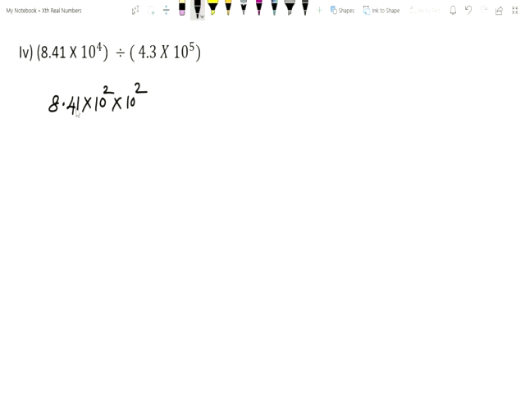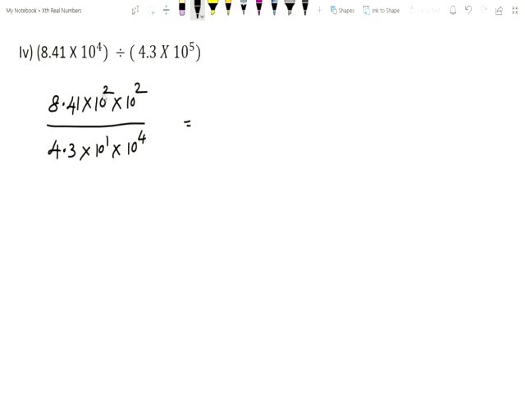Why am I splitting this? Because this decimal I am going to convert into a whole number. Here how many decimal places are there? 2 decimal places are there, so I put a 10 square. Divided by here 4.3 into 10 power 1 into 10 power 4, because 10 power 5 I split it as 10 power 1 into 10 power 4, because here 1 decimal is there. So that I am going to convert into whole numbers.